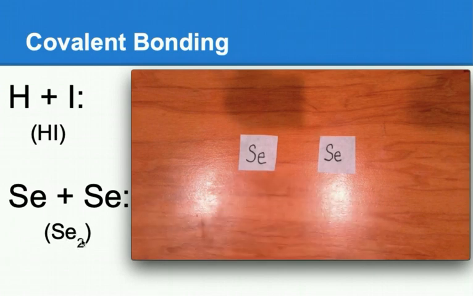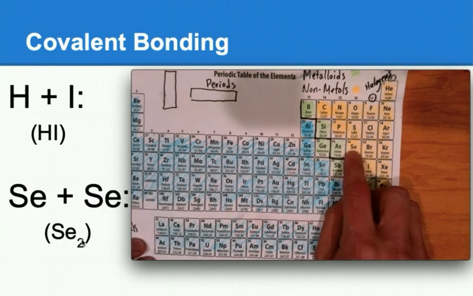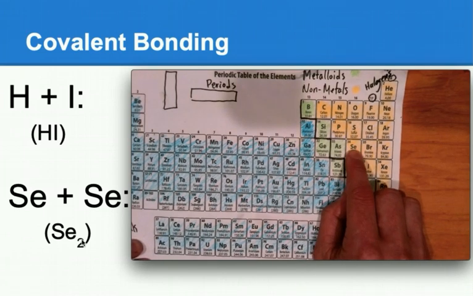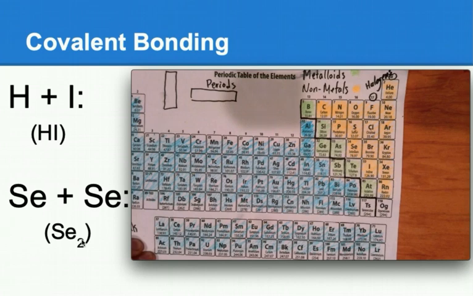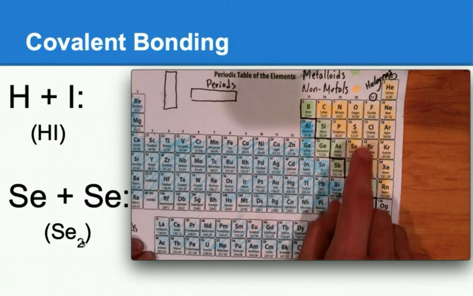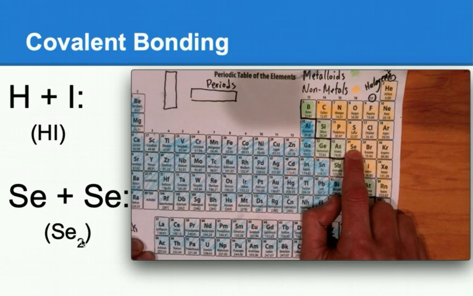So just like always, no matter if it's covalent bonding or ionic bonding, we always look over here on the periodic table. Now remember, since selenium is a non-metal, that's the reason why we're doing a covalent bond. If you actually try to do an ionic bond with Se and Se, it won't work. The 2 atoms won't be happy with one another. So you always want to make sure that you know if it's a metal or a non-metal to begin with. So Se has 6 valence electrons, because it goes 8, 7, 6.